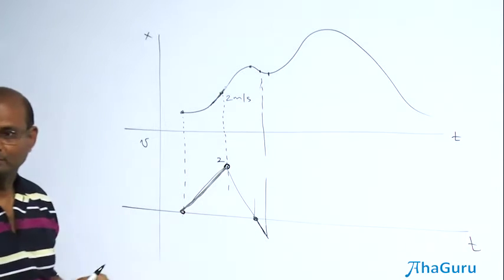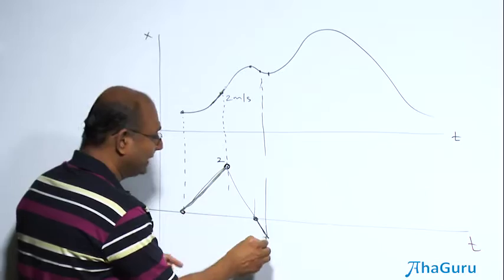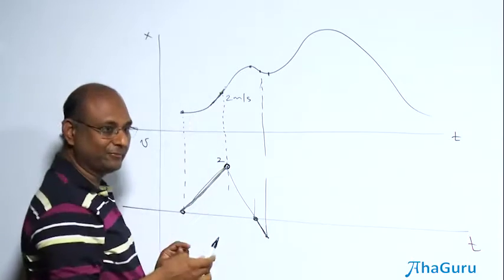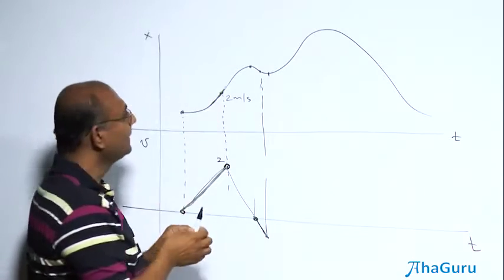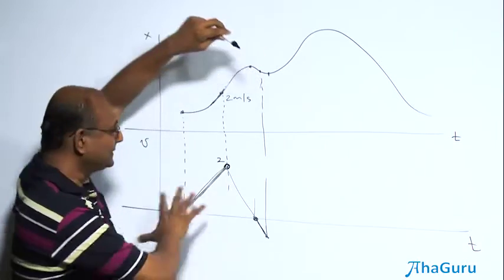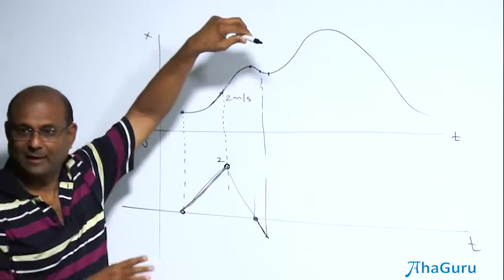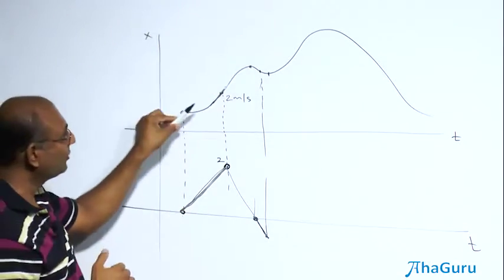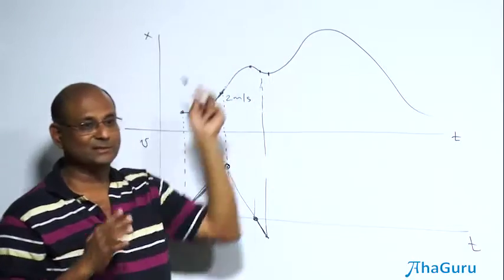Are you following? I am drawing the VT graph from the XT graph. That's what we are doing here. I am not very interested in the particular VT graph, that we will worry about later. What I wanted to do is to follow the fact that we can even do this.